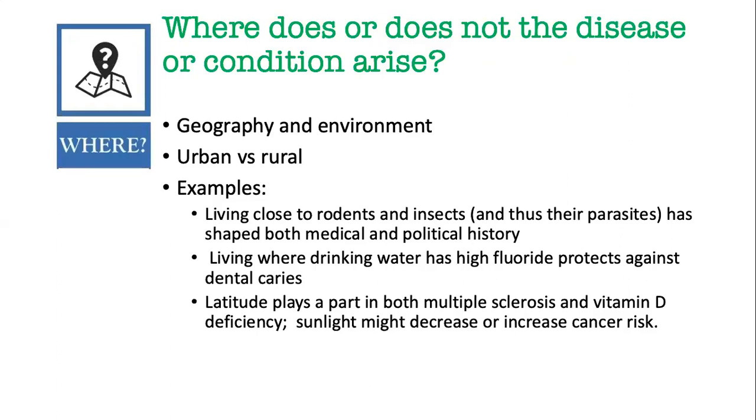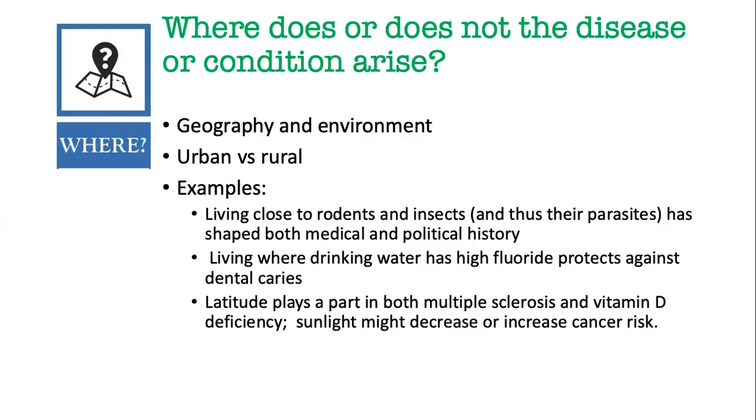Next is the where. Where does or does not the disease or condition arise? Usually here we describe the geography, the environment where the disease is very common, urban versus rural. So for example, in Japan, after the Hiroshima bombing, after several months to years, they noticed a rise in the incidence of congenital defects, which they linked to the nuclear explosion during the Hiroshima bombing.